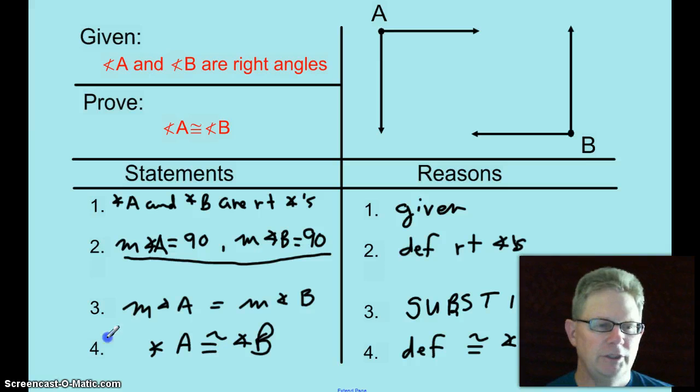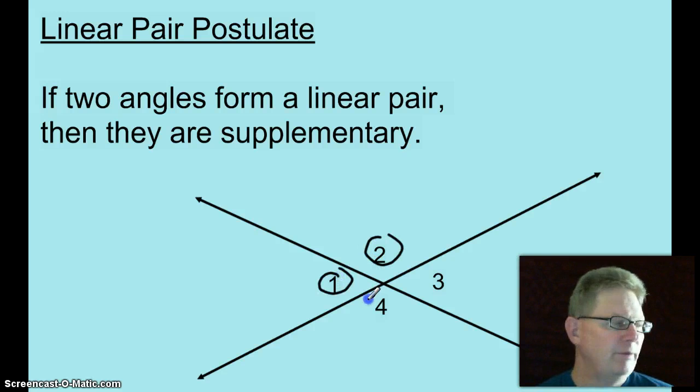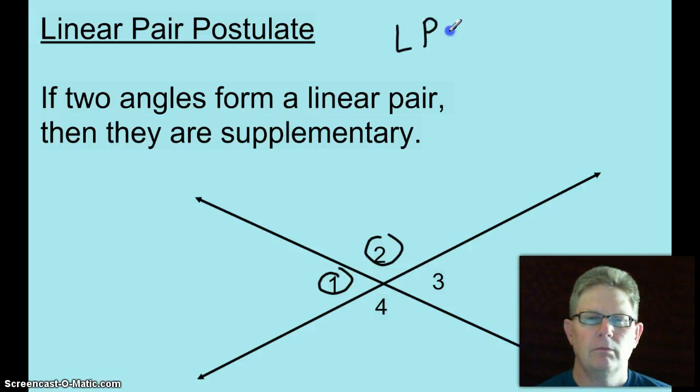Okay, let's look at a postulate and a theorem that we've actually already talked about, but we're going to dig in a little bit more formally. The linear pair postulate. If two angles form a linear pair, then they are supplementary. Angle 2, angle 1, they form a linear pair. They're supplementary. I'm not going to spend a lot of time on this postulate. It just makes sense. If you don't want to write it out, you can go ahead and write LPP.